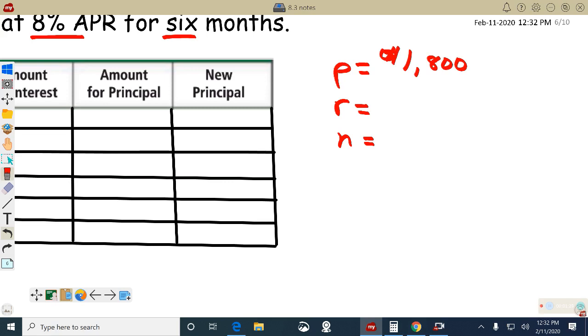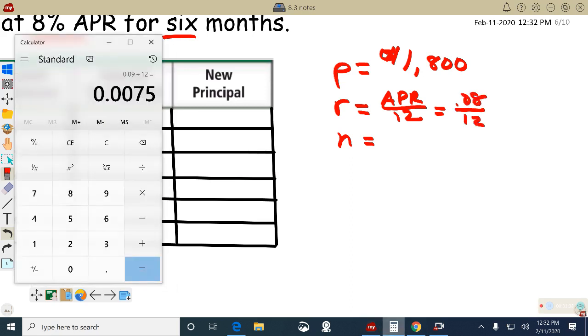The rate is always the APR divided by 12. So APR is 8%, so as a decimal, it's 0.08. I'll divide that puppy by 12. Let me get my calculator out. I got 0.08 divided by 12. I'm going to round to the third decimal. So 0.00, I'm going to go 7. 0.007 approximately.